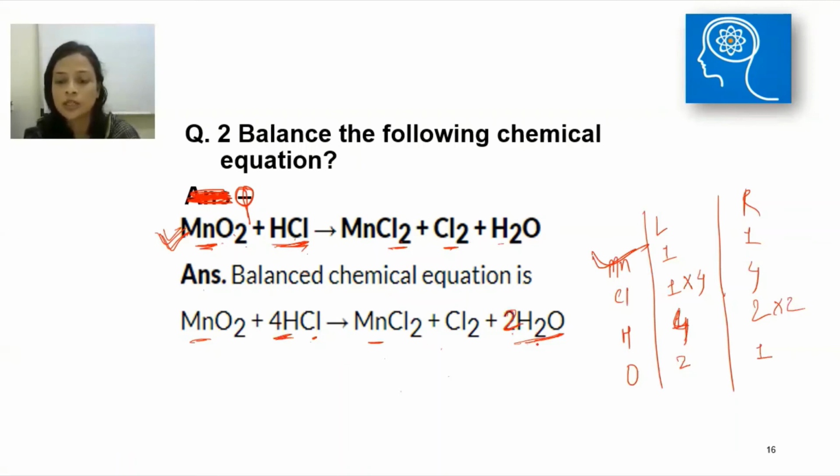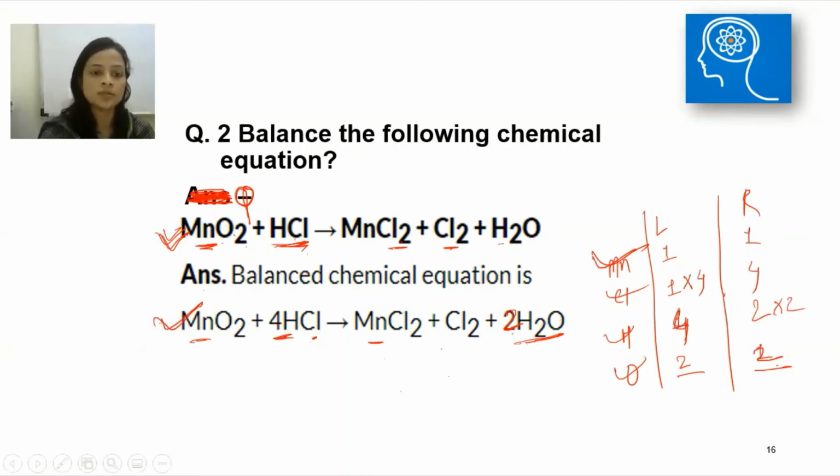After that, oxygen. Now the number of oxygen atoms also changes. Here 2 ones are 2, and here is also 2. So it is already balanced. There is no need to balance again. So this is the balanced chemical equation. Got it?